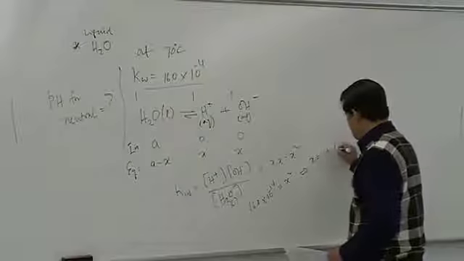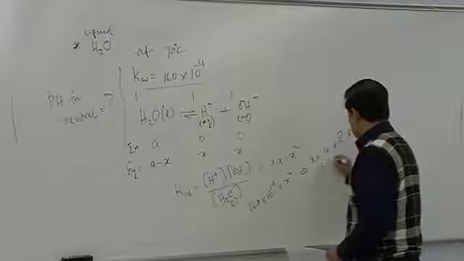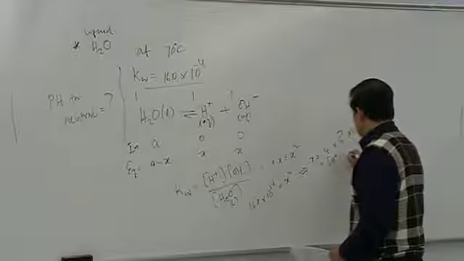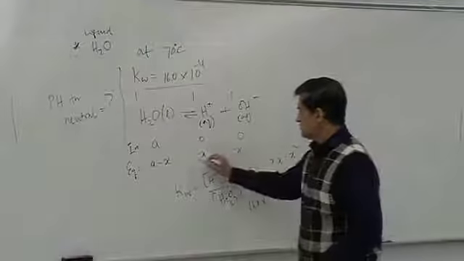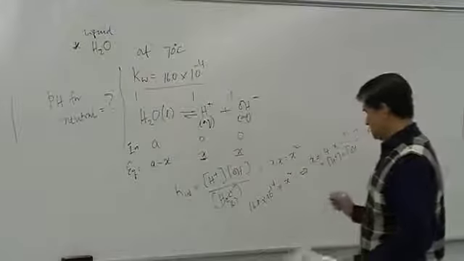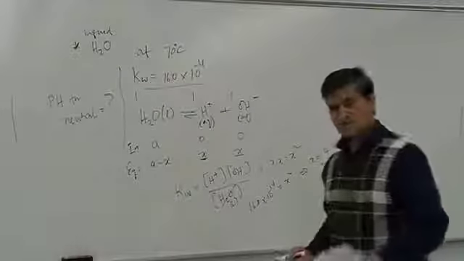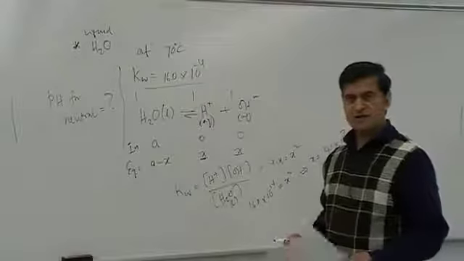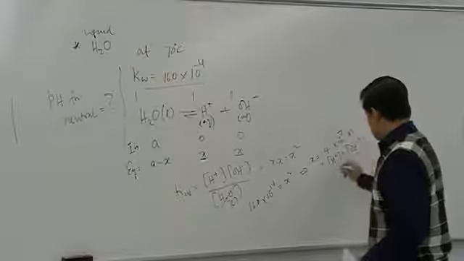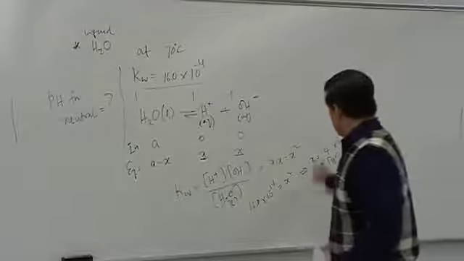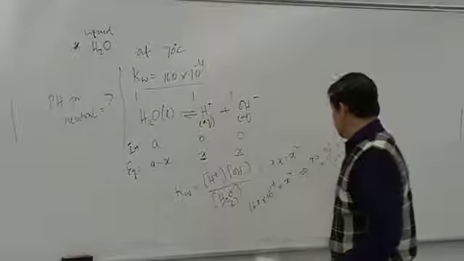From here we get X equals 4 times 10 to the negative 7. And that's the concentration of H plus as well as OH minus. Once we know X, that's the value for H plus as well as OH minus. In order to be neutral, a solution must have the same concentration of H plus as OH minus. And that's what we have here. That's why the value we got is for a neutral solution, but at a high temperature.